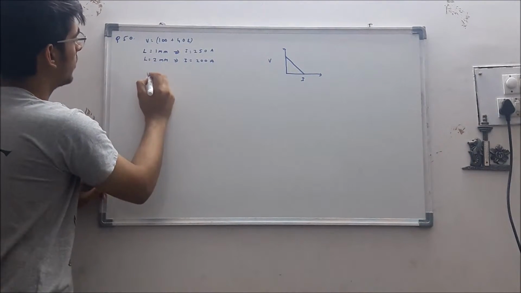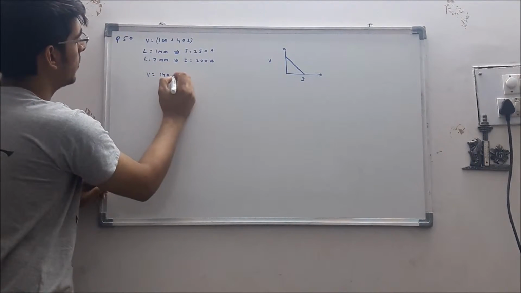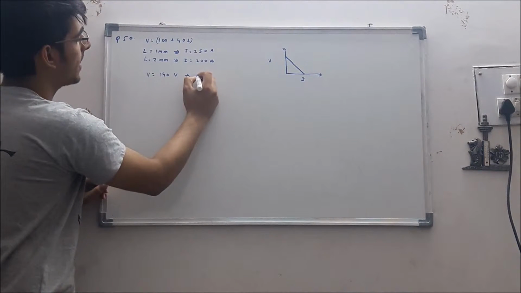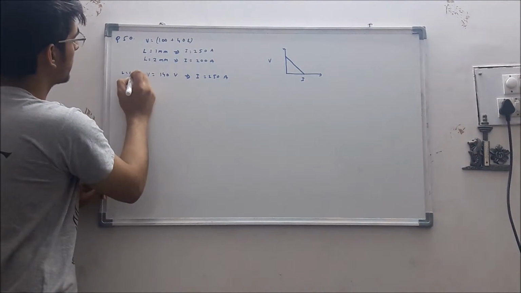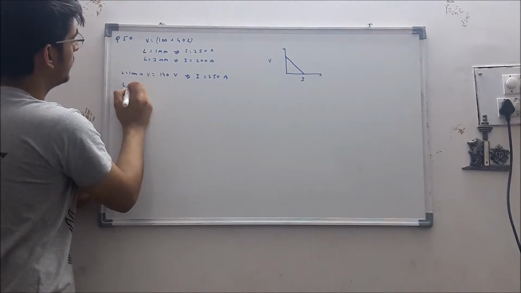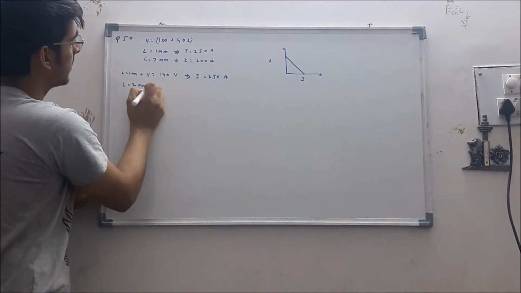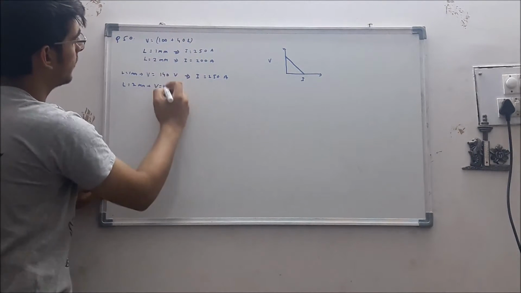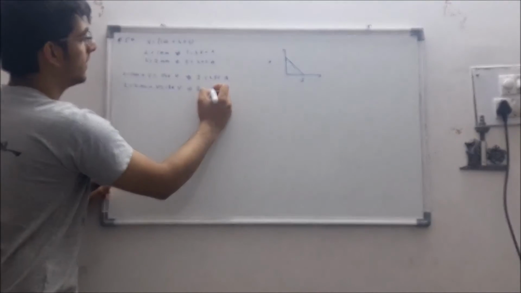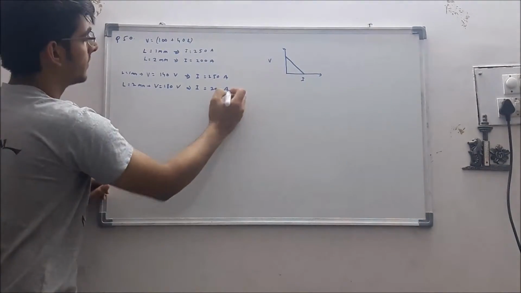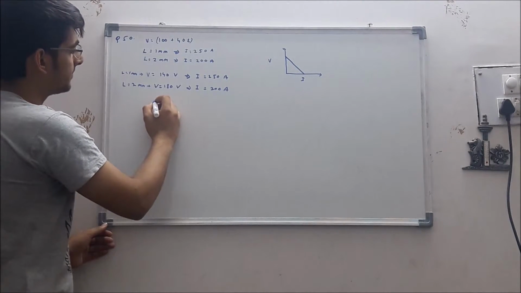So when length L is 1 mm, voltage will be 140 volt and corresponding I is 250 ampere. And when length will be 2 mm, voltage will be 180 volt and corresponding I is 200 ampere. So now let's write the equation.